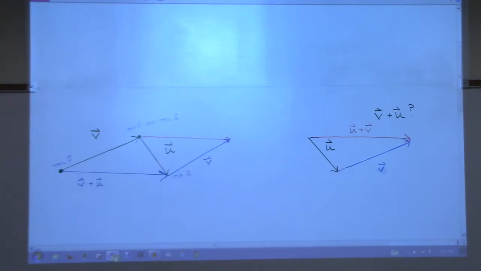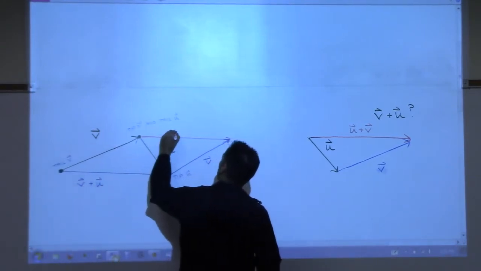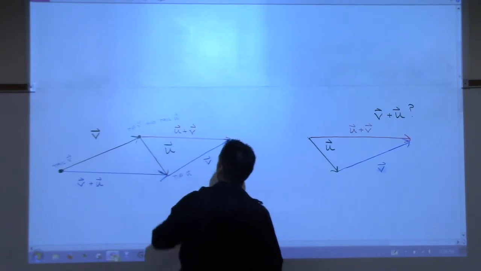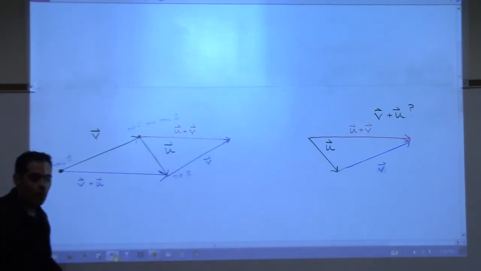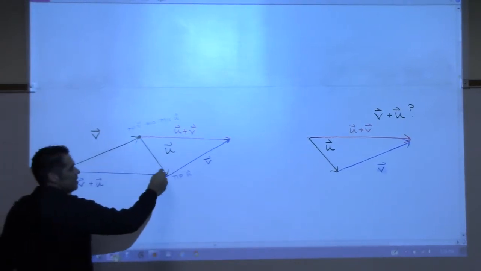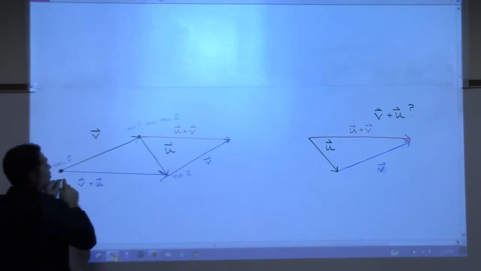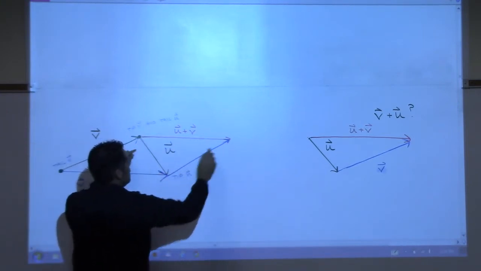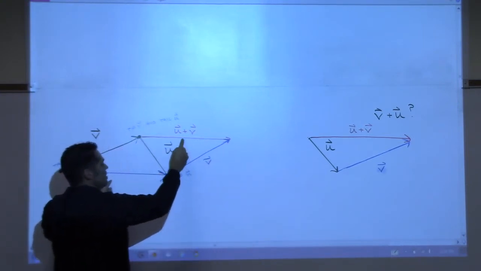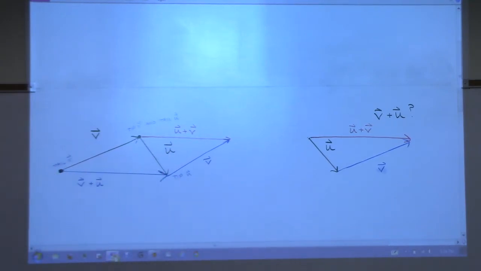So I know this looks kind of messy here, but this is u plus v, right? The parallelogram law says that if you take two vectors and add them together, it doesn't matter which way you do it. You can go v plus u, or you could go u plus v. The resultant vector that you get is the same, and it would actually draw a parallelogram if you did it. Okay?